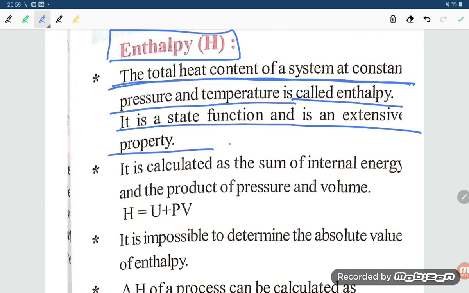What is the meaning of state function? State function means its value depends on the initial state and the final state of the system, while extensive property means it depends on the quantity or size of matter present in the system. So you have to keep both things in mind, that it is a state function and an extensive property, and it is the total heat content at constant pressure.